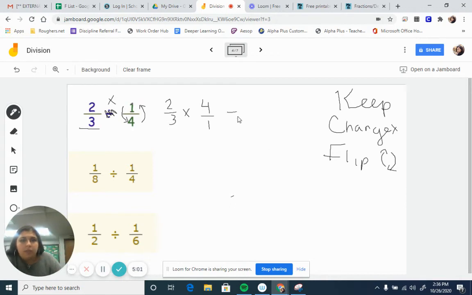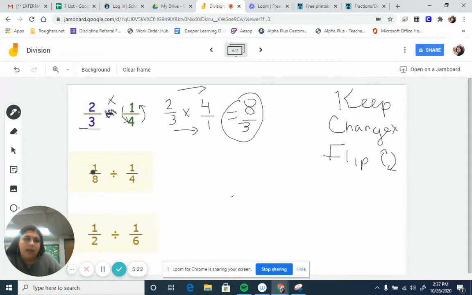Now with multiplying fractions, as I've said before, we just multiply across. So 4 times 2 is going to give us 8, and 3 times 1 is going to give us 3. So our answer is 8/3. If I could simplify this, I would simplify this. But if I can't, no big deal.